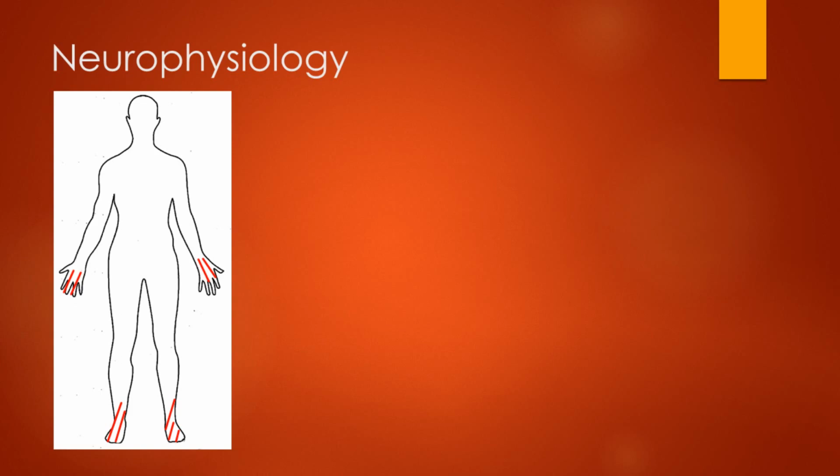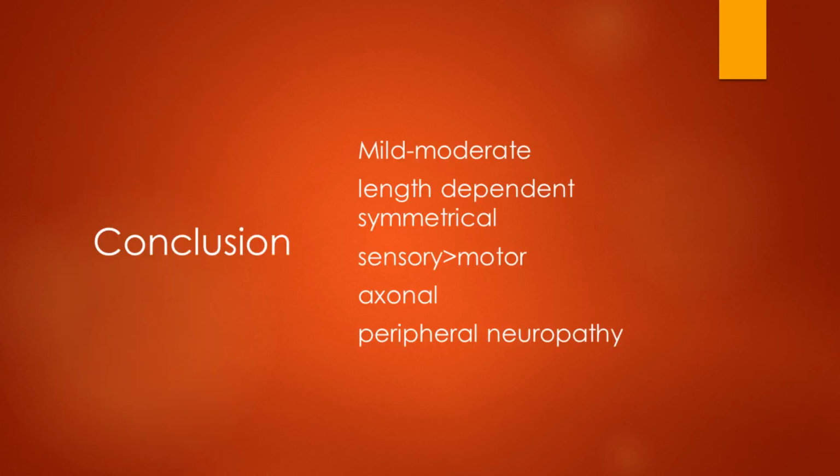So we've got absent sensory responses in the feet, we've got reduced sensory responses in the hands, we've got reduced motor responses in the feet, normal motor responses in the hands. In conclusion, we have got a length-dependent sensory motor axonal neuropathy, which is mild to moderate because it's mildly affecting the hands and more moderately affecting the feet.